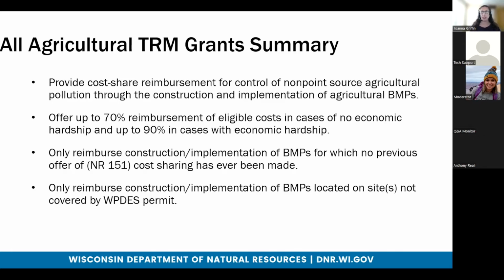So now I'm going to go into detail about a few other things that all agricultural TRM grants have in common. All agricultural TRM grants provide cost share reimbursement for control of non-point source agricultural pollution through the construction and implementation of agricultural best management practices, or BMPs. They offer up to 70% reimbursement of eligible costs in case of no economic hardship and up to 90% in cases with economic hardship.